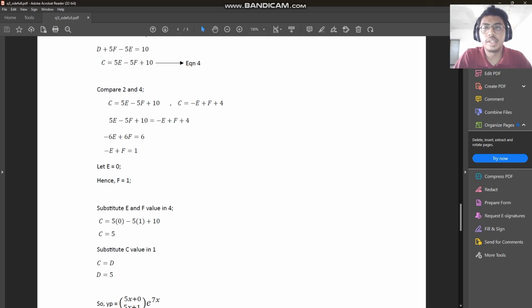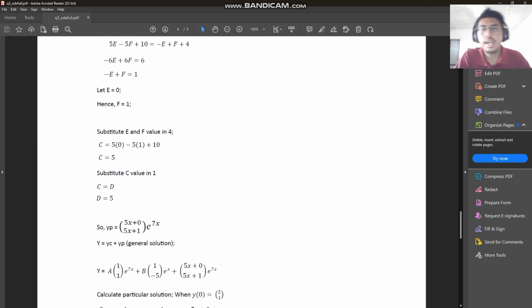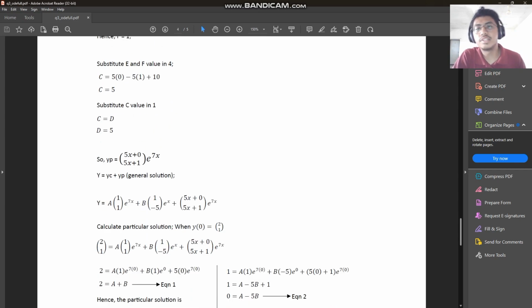Compare equation 2 and equation 4, we got negative e plus f equals to 1. So let e equals to 0, we got f equals to 1. So substitute the e and f value in equation 4, we got c equals to 5. Substitute the c value in equation 1, we got d equals to 5 because c is equal to d, so when c is 5, d is also 5.